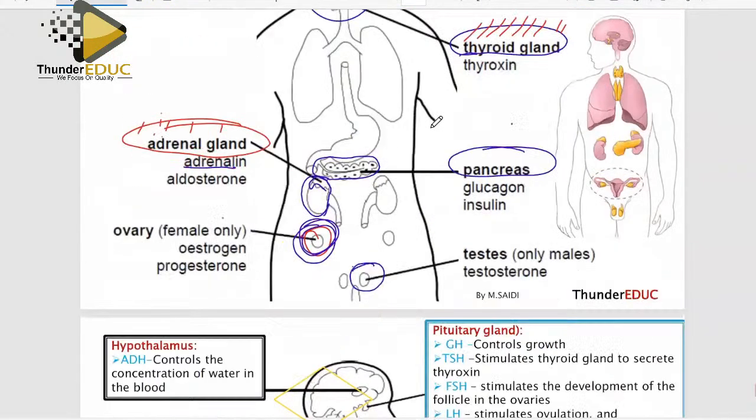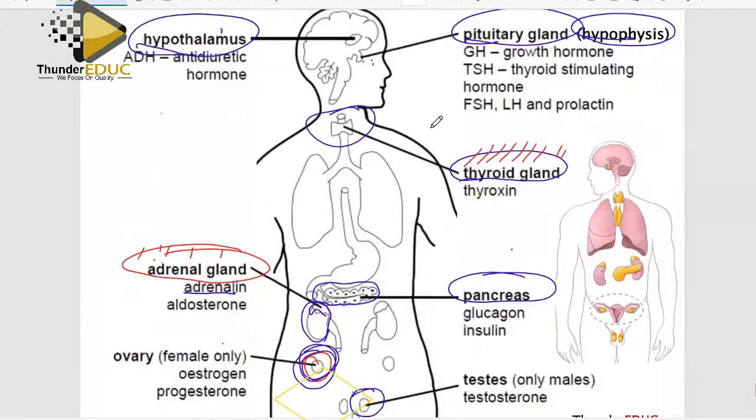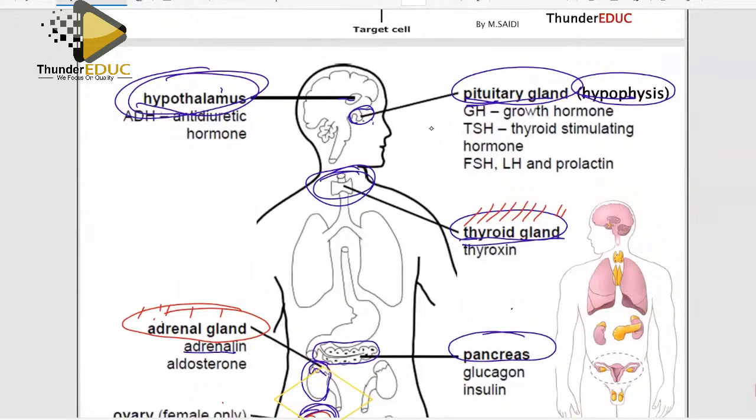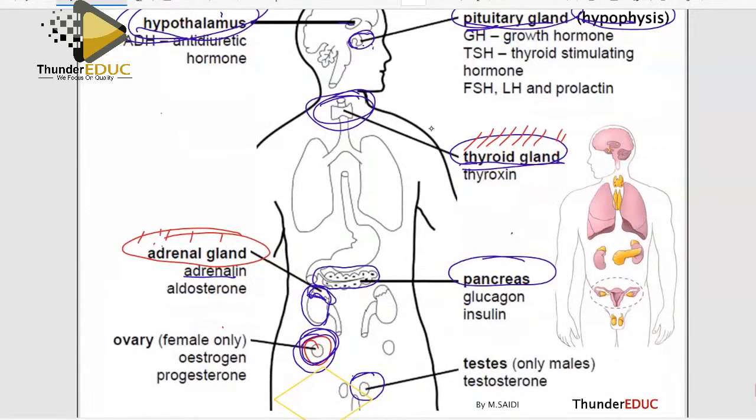Please, we need to know this. Let's go again. The first one is the hypothalamus. The second one is the pituitary gland. The third one, in the neck, is the thyroid gland. The one on the top of the kidney is called the adrenal gland. The one just below the stomach is called the pancreas.